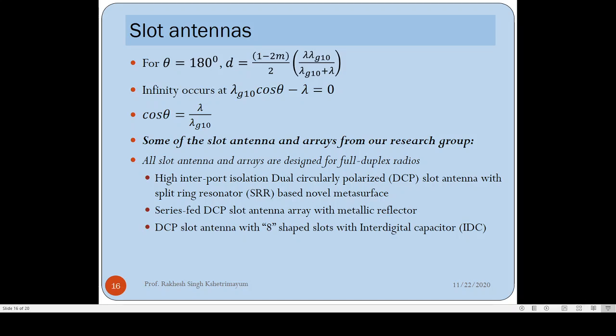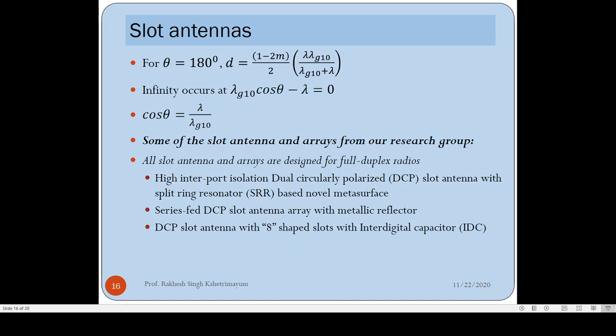In the last part of this lecture, I actually want to share with you the slot antennas and arrays we have originated from our research group. There are two PhD students, one is my 9th PhD student, and the other is my 10th PhD student. They have been working in this area for several years, and they have proposed several slot antennas and arrays especially for full duplex radios.